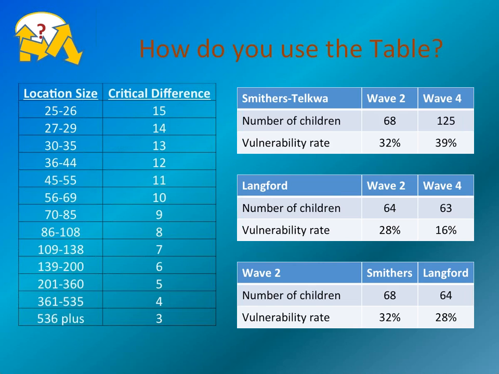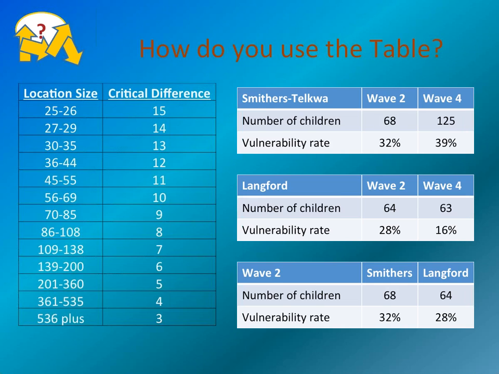You take the average of those two, 10 and 7, which is 8.5, and you ask the question, was the change over time bigger than 8.5? And indeed, it was not. It only changed by 7%, which is smaller than 8.5. And so we would say, in this case, that Smithers-Telkwa, even though their vulnerability rate went up by 7 percentage points, we are not confident that that is a real difference from wave 2 to wave 4.